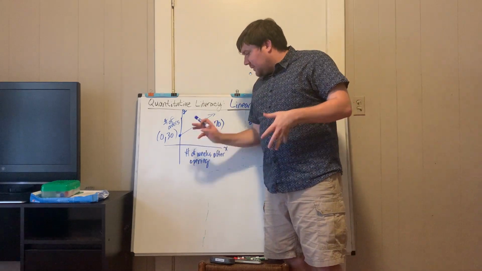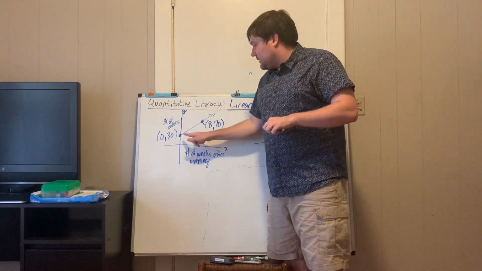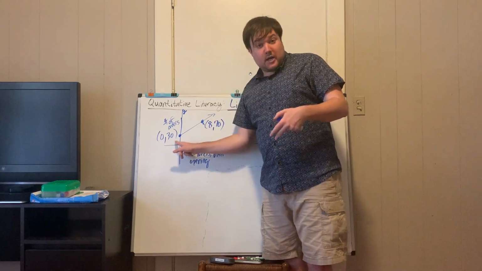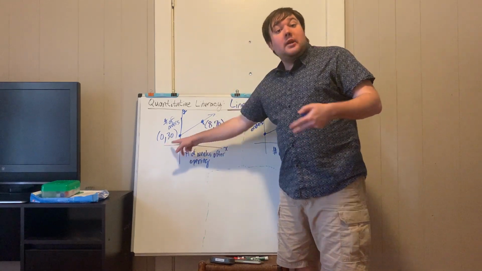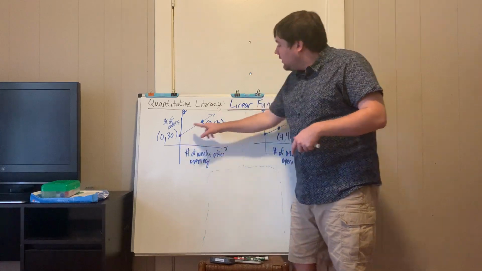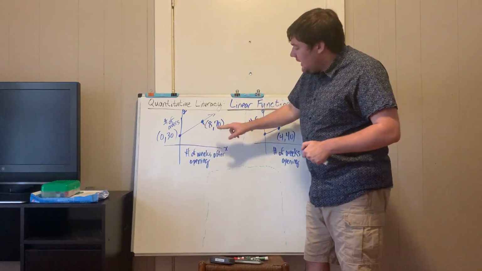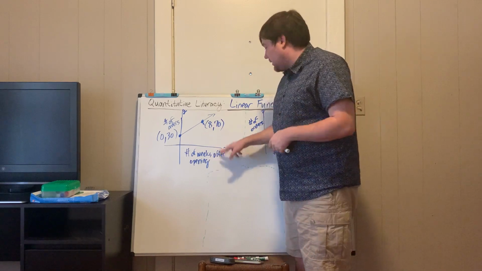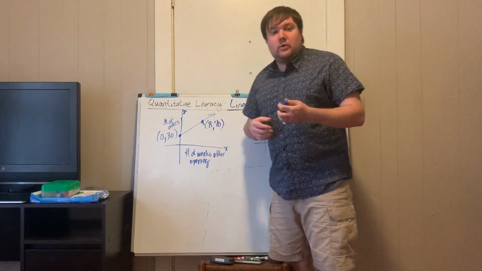And I've picked out two specific points on this line, (0, 30). Remember, that's always x, y, so it means on opening week we had 30 orders. And our second point being (8, 70). So on week 8, or the 8th week after opening, we made 70 orders.